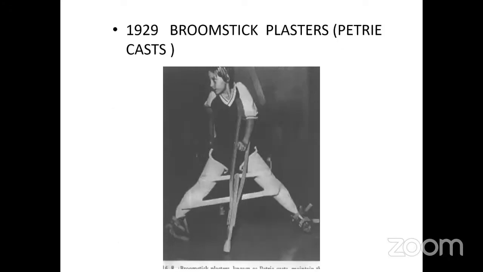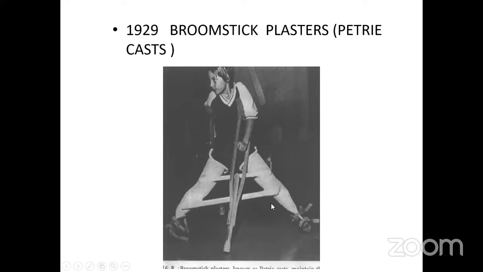So how will you manage Perthes' disease? Usually, in older days, we used to manage it conservatively by broomstick plasters, otherwise called Petrie cast. It looks like a broomstick, and the hips are kept in wide abduction, around a total of 60 degrees of abduction, and internal rotation.